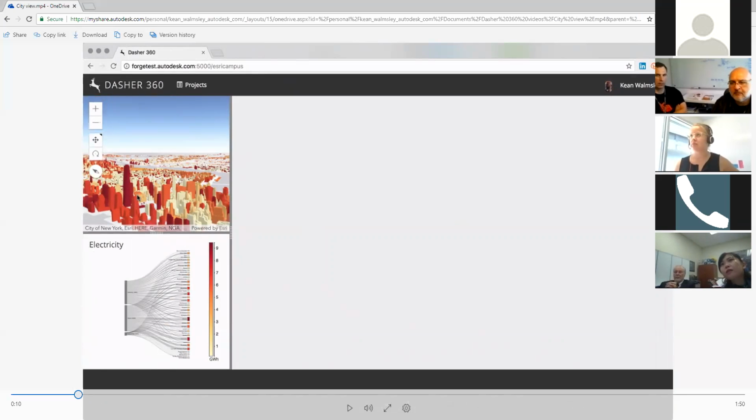The Esri viewer and then the Dasher viewer, what's the relationship? Because in the Esri viewer, it seems like only the envelope of the building, but in the Dasher, it seems like the whole Revit model. Correct. Does any data go across? Not yet. Not really.